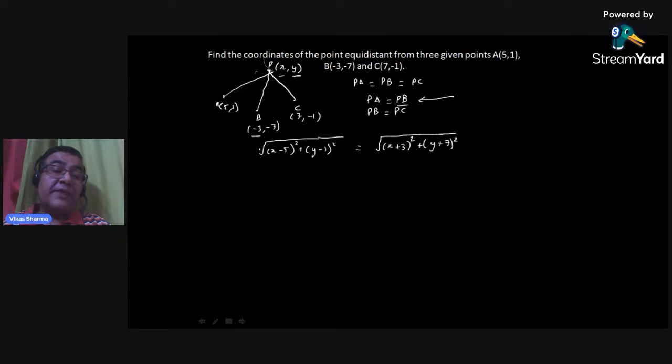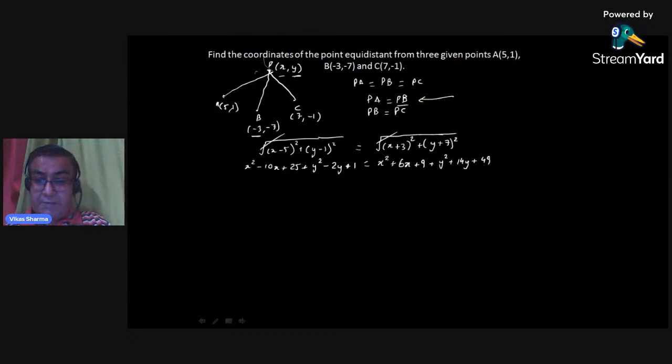Now squaring both sides, I can get rid of the square root sign and I'll just expand the bracket. So I get x square minus 10x plus 25 plus y square minus 2y plus 1. That should be equal to, expanding these brackets also, x square plus 6x plus 9 plus y square plus 14y plus 49. This is what I should get.